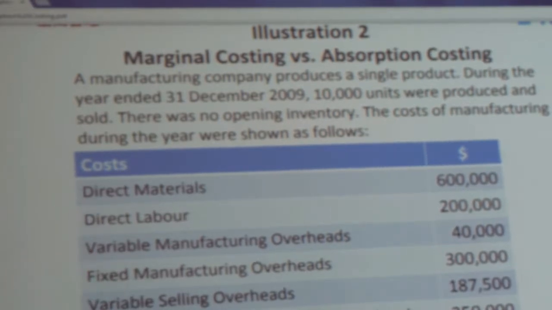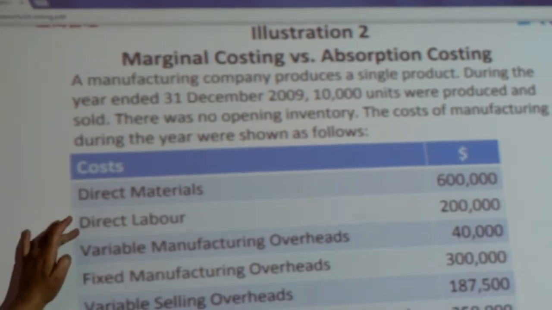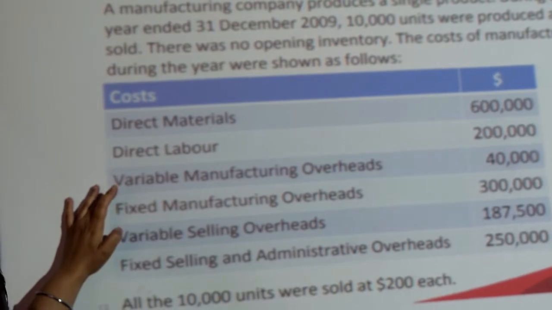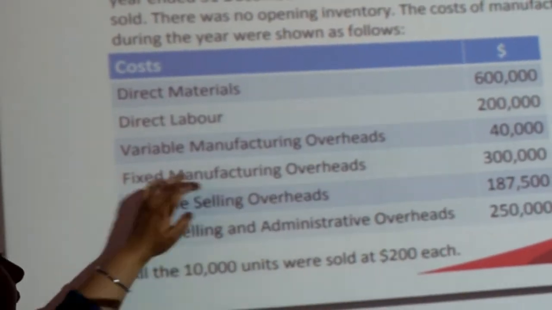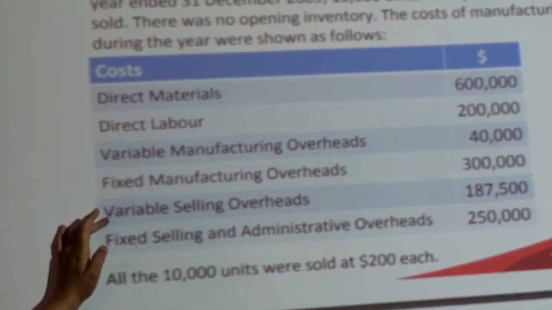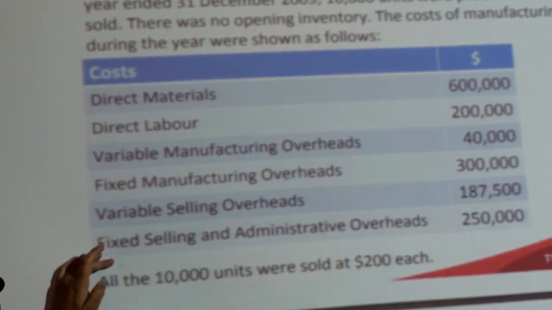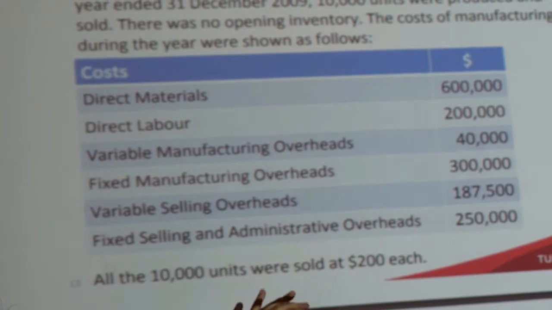Again, if we go through the costs, there's direct material, variable cost; direct labor, variable cost; variable manufacturing overheads, again a variable cost; fixed manufacturing overheads, which are fixed and related to manufacturing; variable selling overheads, which are non-manufacturing but variable in nature; and fixed selling and admin overheads, which are fixed in nature but again non-manufacturing.